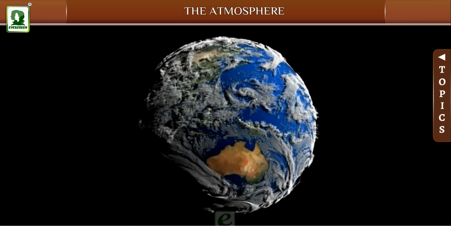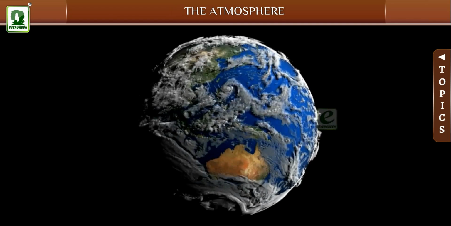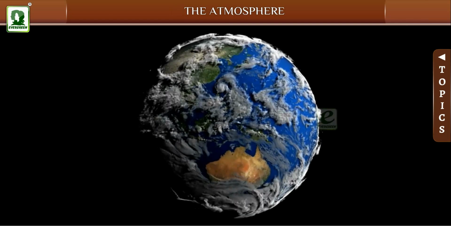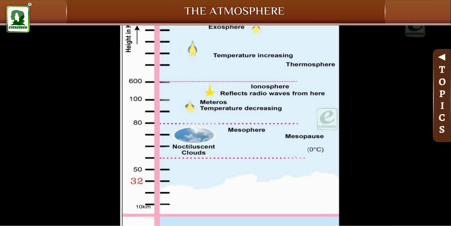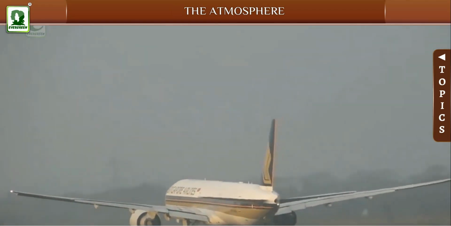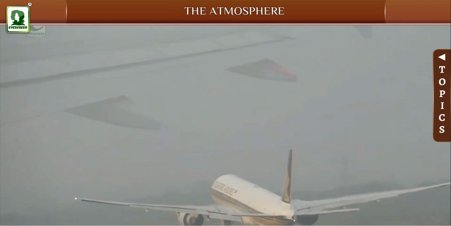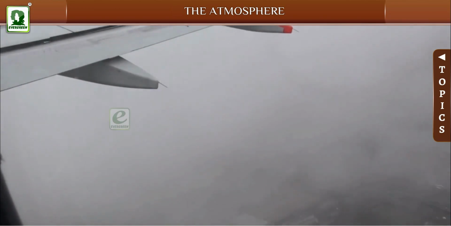Our Earth is surrounded by a blanket of air called atmosphere. The atmosphere is held in place by the gravitational pull of the Earth. It extends up to a height of 1600 kilometers above the sea level. It is denser near the surface of the Earth. As we go up, it thins down and gradually merges into the outer space.